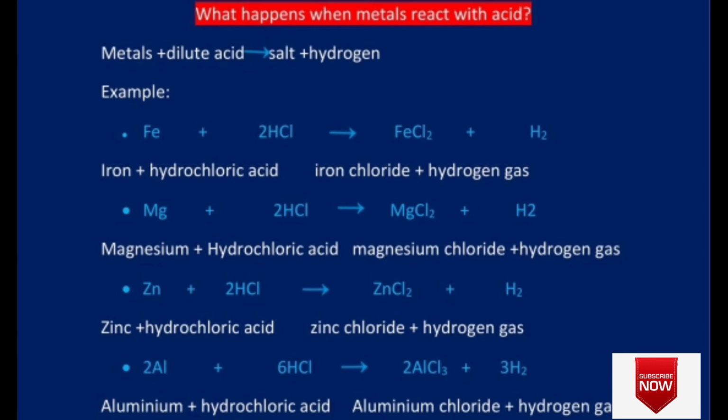Then zinc reacts with hydrochloric acid to produce zinc chloride, and hydrogen gas is released as well. And aluminum reacts with hydrochloric acid to produce aluminum chloride along with the evolution of hydrogen gas. This is how metals react with acid to produce salt and hydrogen. These are the chemical reactions we have to remember.